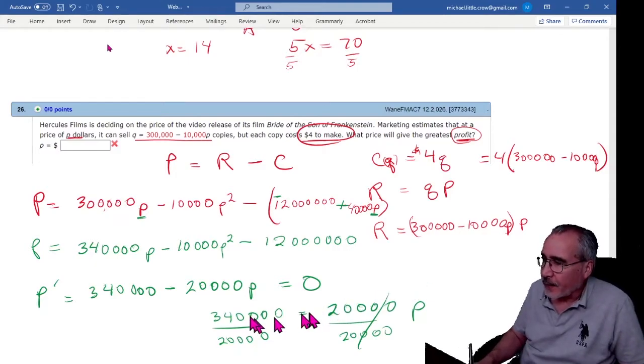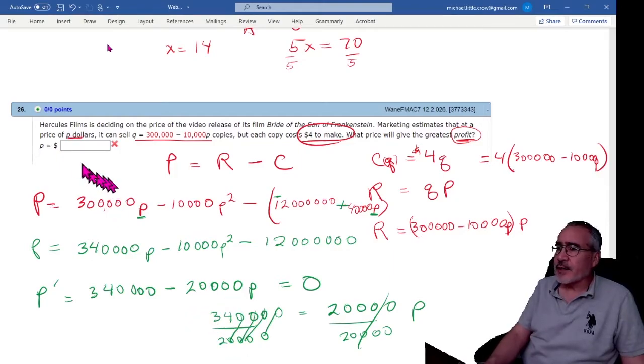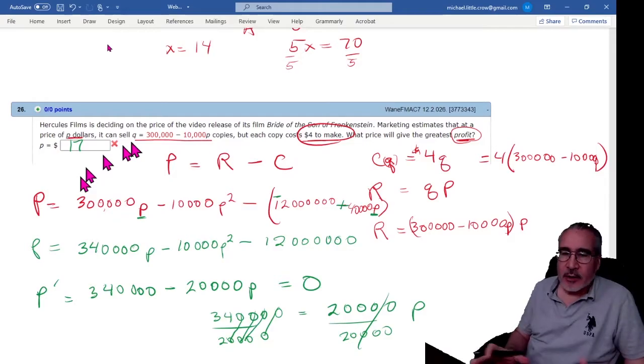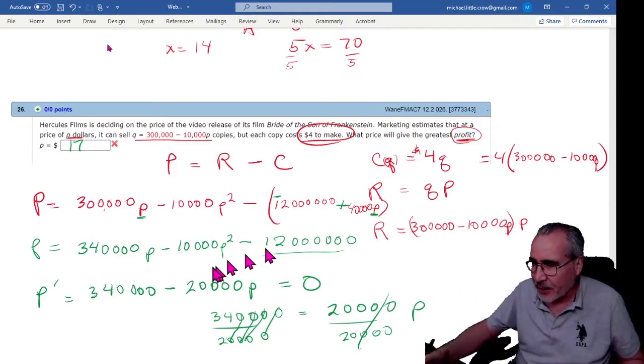So what we can do is a quick division: the zeros sort of cancel each other out, so those are all gone. 34 divided by 2 is 17. So you should charge $17 and we will maximize profit. Again, we could have graphed it, but with the 12 million you would have to get your window set right.